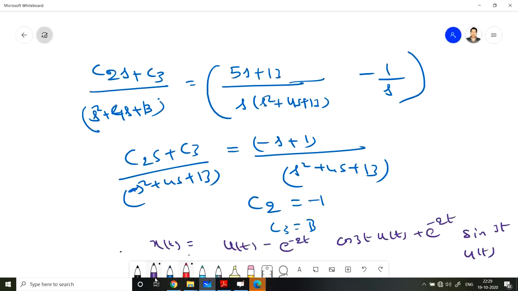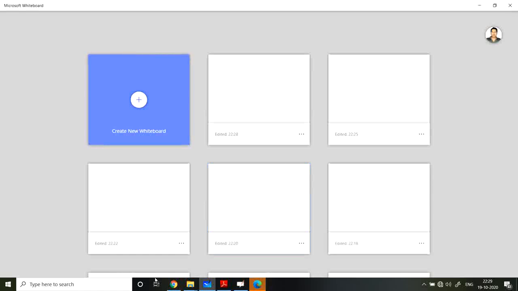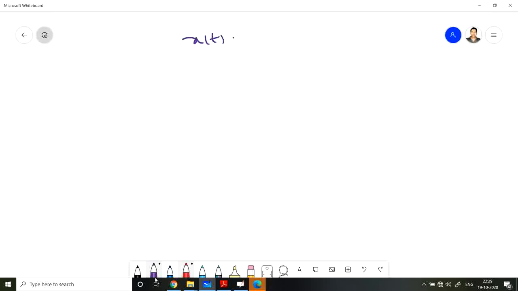Finally, after combining u(t) terms, we will get x(t) equals 1 minus e raised to the power minus 2t (cos 3t minus sin 3t) into u(t). So finally we are getting the same expression as we solved in the previous example. We see the same from the previous method, and also from the alternative method we are getting the same thing.